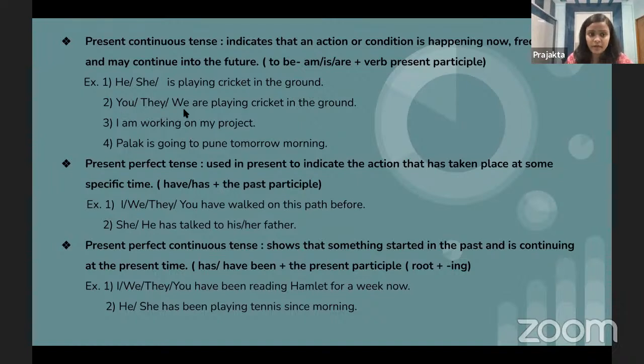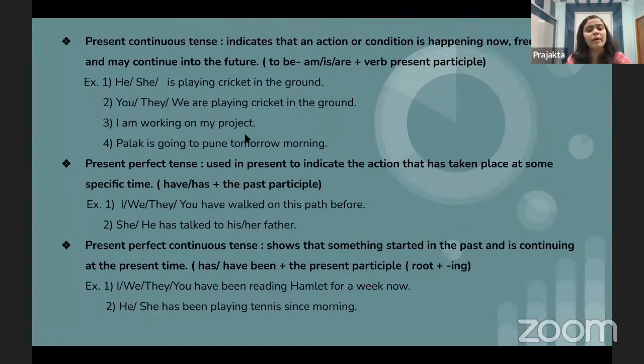You, they, we, plural हैं. They are playing cricket in the ground. Okay, the ing form is there. You, they, we, these are the plural names. Okay, that's why we have used are here.